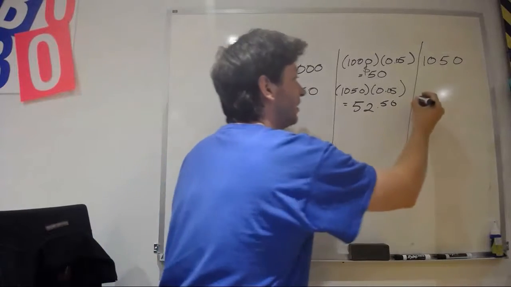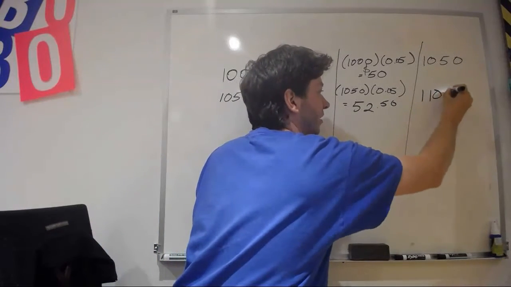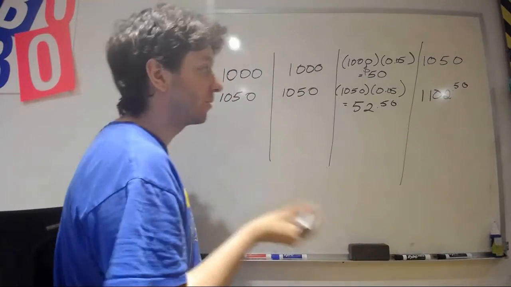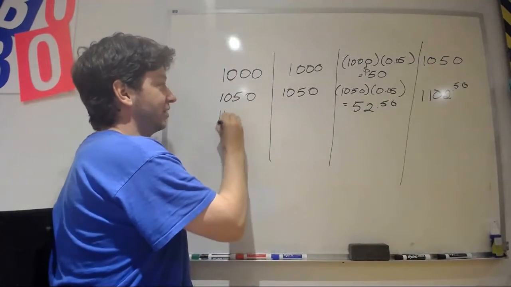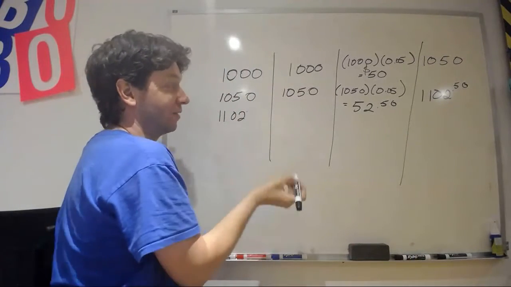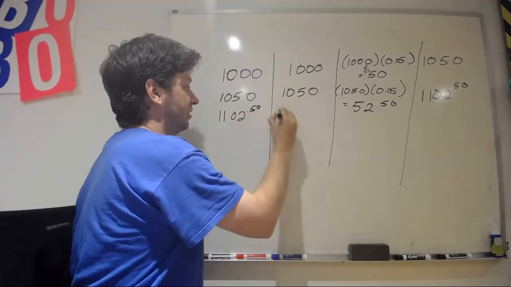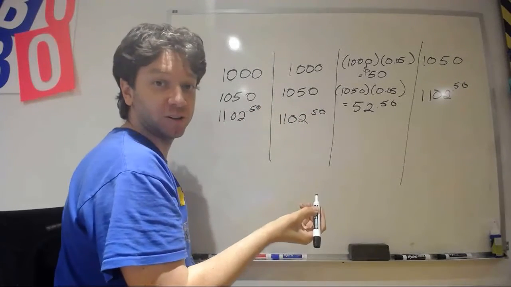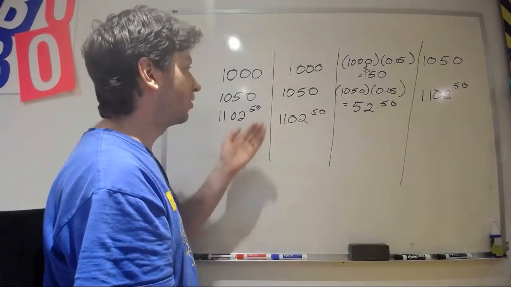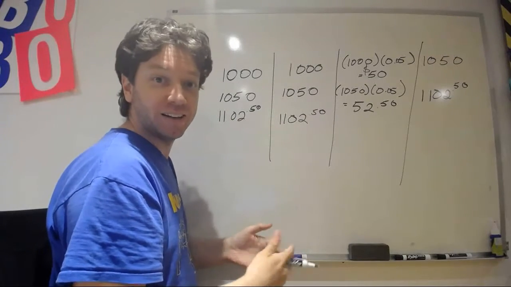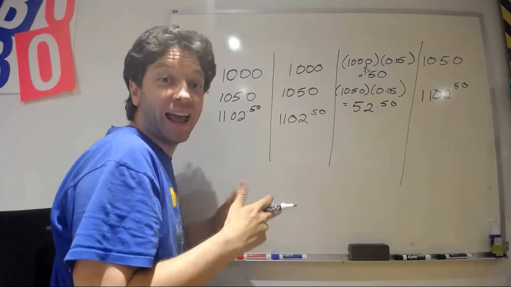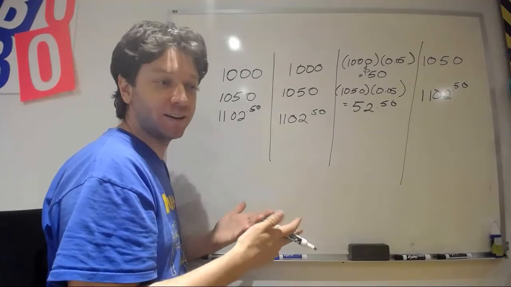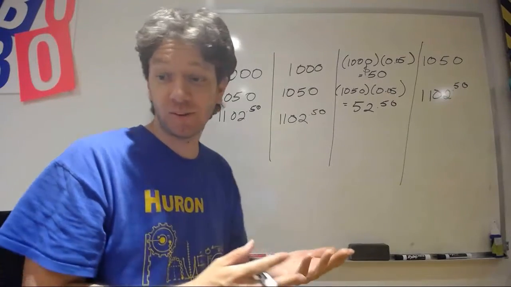So now we have $1,102.50. It's a little bit more. But now what we're going to do is we are going to calculate interest based on $1,102.50. This is how compound interest works. Right? You earn money, and then you calculate interest based on how much you have and the money that you've earned. Whereas simple interest is always based on what you started off with, your principal.